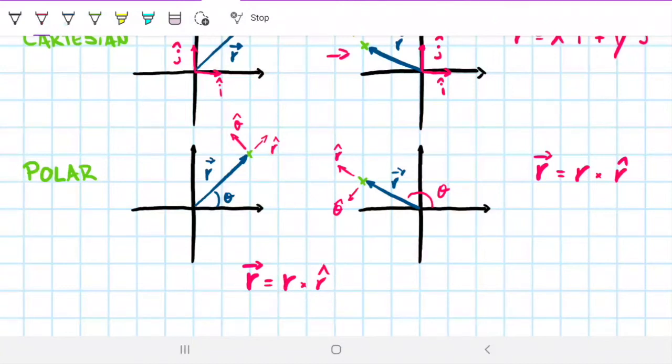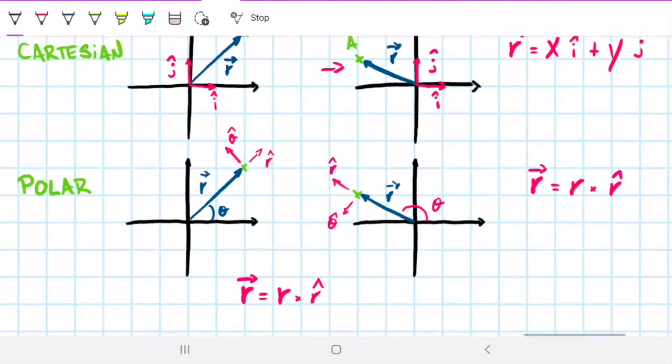And this guy is actually a function. If you notice, r hat is a function of theta, right? So how does velocity work? Well, we know velocity is how the position is changing with time.